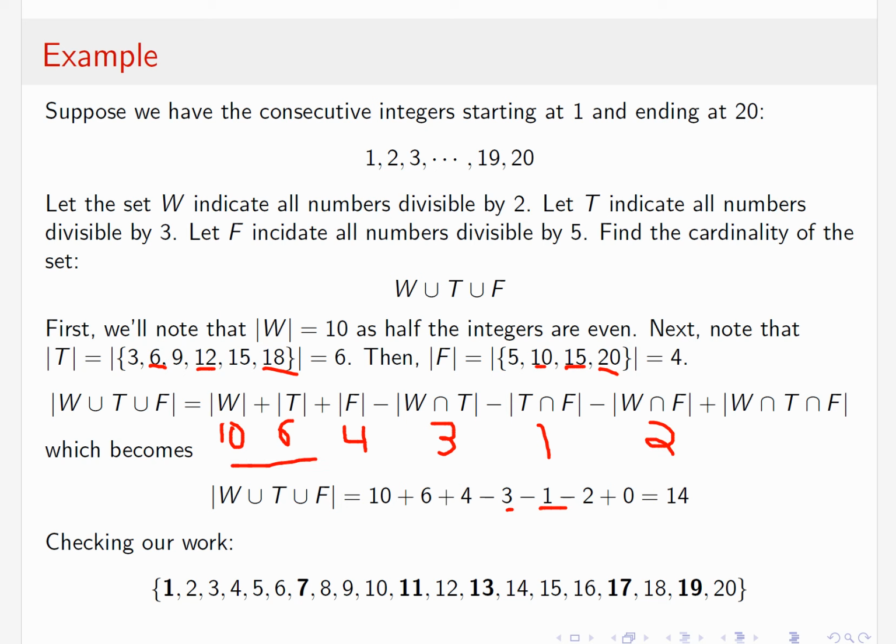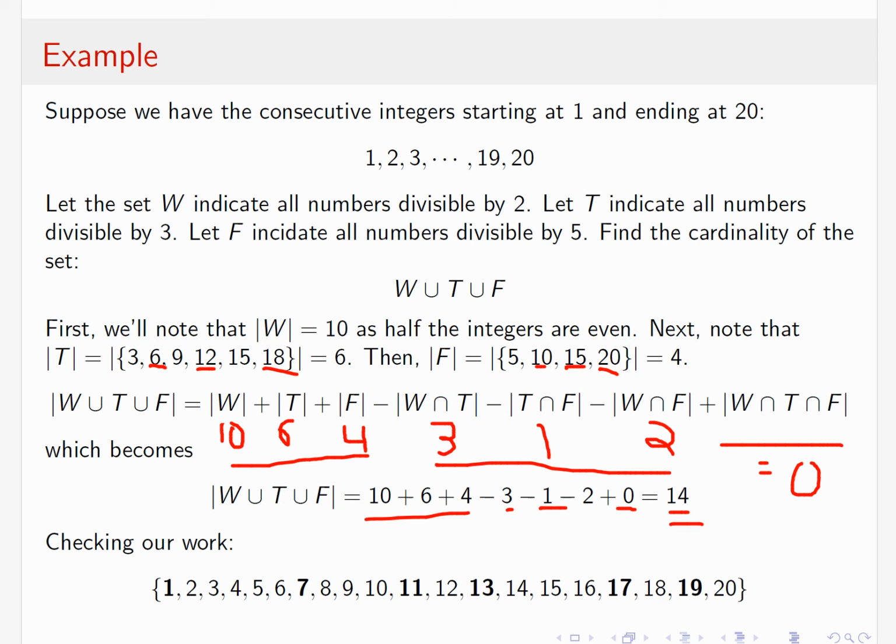So we've added them all in. We've subtracted out the double counting. We have to add back in the ones that are even and divisible by 3 and divisible by 5, which is what? Well, there's none like that. Okay, so we add them all in. We get 20. We subtract out 6, and we add nothing. So 20 minus 6 is 14.